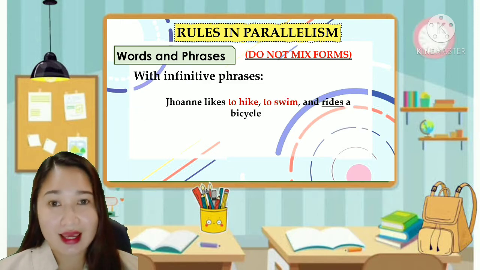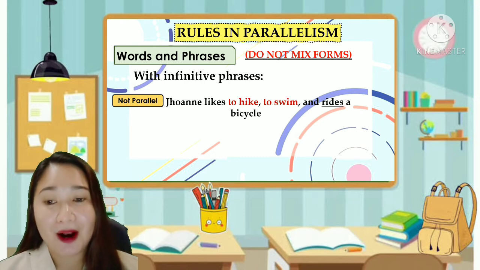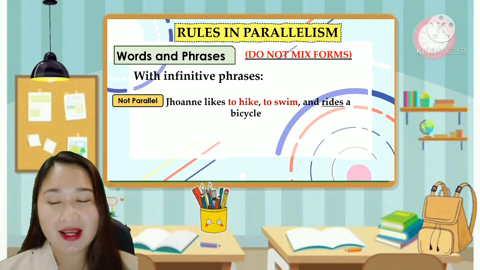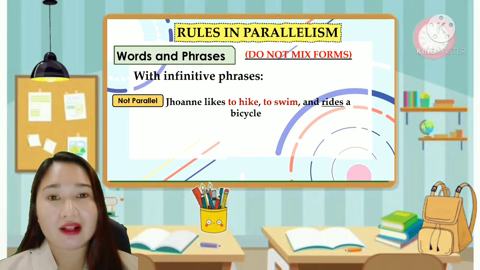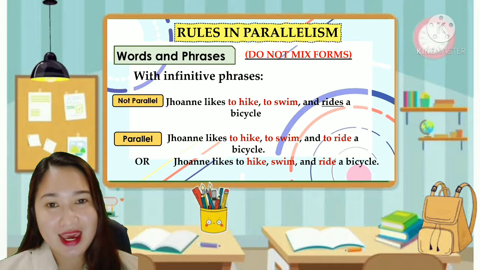With infinitive phrases, for example, Joanne likes to hike, to swim, and rides a bicycle. Does this sentence show parallelism? Right. It is not parallel. "To hike" and "to swim" are examples of infinitive phrases, while "rides" is an example of a verb written in simple present tense. To make it parallel, it should be Joanne likes to hike, to swim, and to ride a bicycle. Or you can just say Joanne likes to hike, swim, and ride a bicycle.